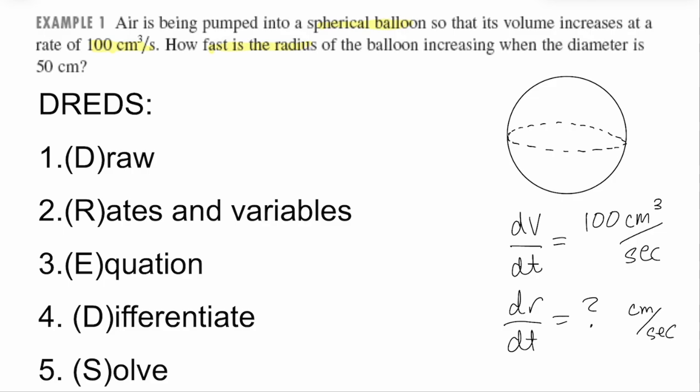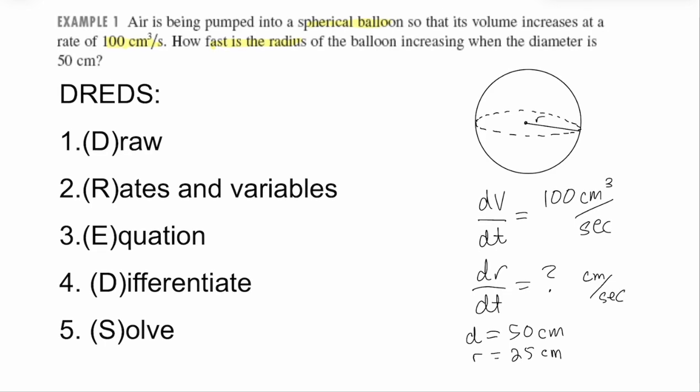Increasing, when the diameter is 50 centimeters. Now, they mentioned radius. So in our sphere, let's put a little r, okay? And then if our diameter is 50, our radius is 25.